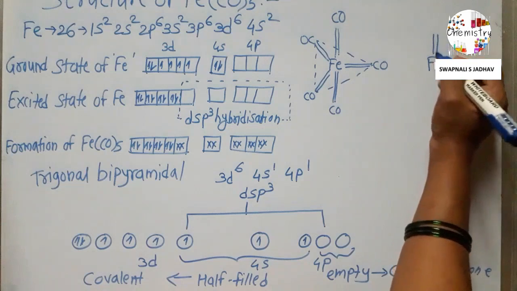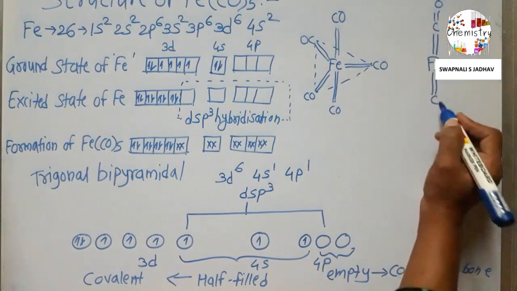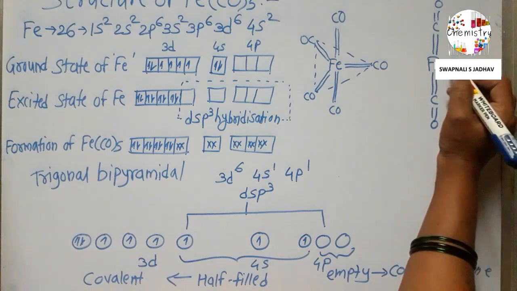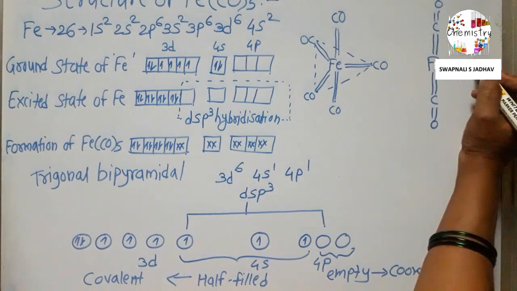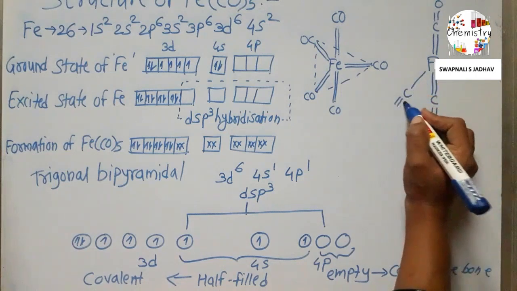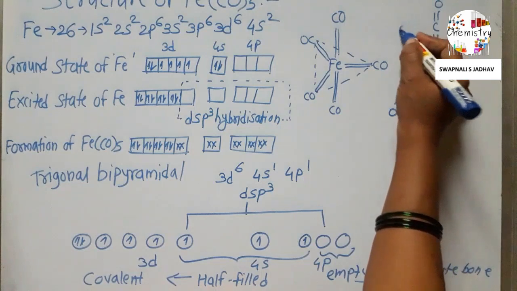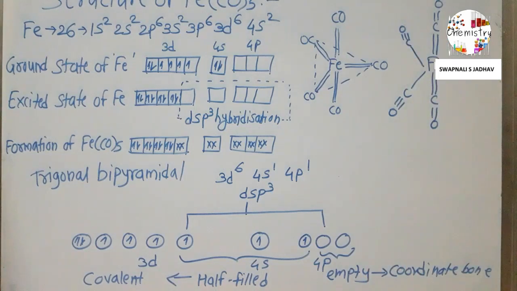Iron, C double bond O, C double bond O, and three are triple bond O. This is the structure of Fe(CO)5 according to the recent concept. Okay, understand?